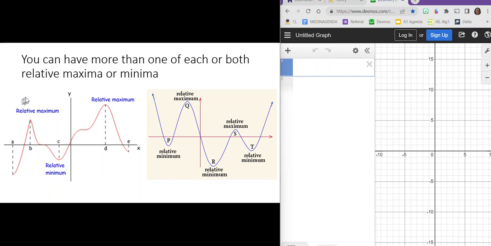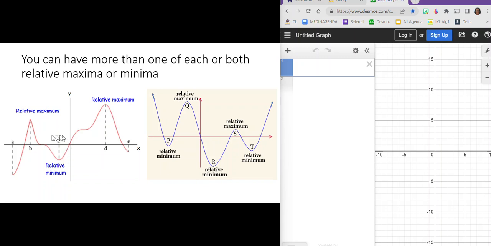So for example, if you look at this part of the slide, the left-hand side, you can see that this function has two relative maximum and it only has one relative minimum. Now this is a relative maximum because the function was increasing and then it started decreasing. Same thing here. The function was increasing and then it started decreasing. Relative maximum. This is a relative minimum because the function was decreasing and then it began to increase.